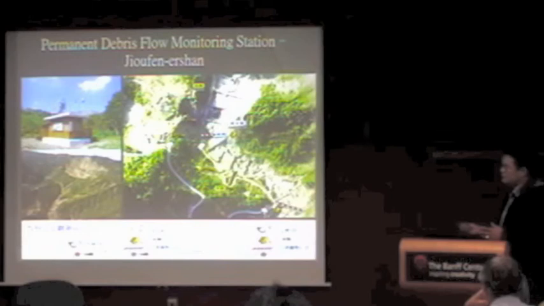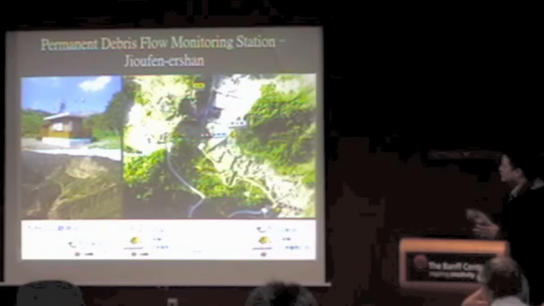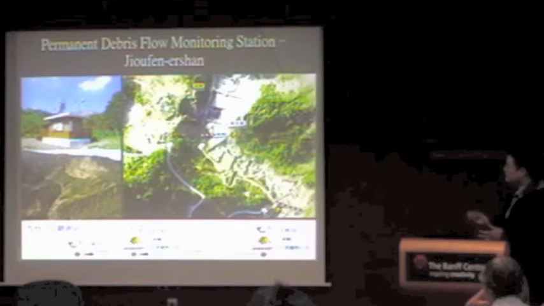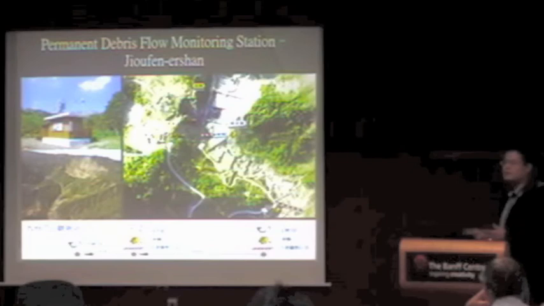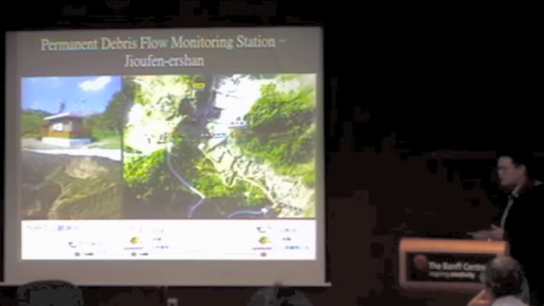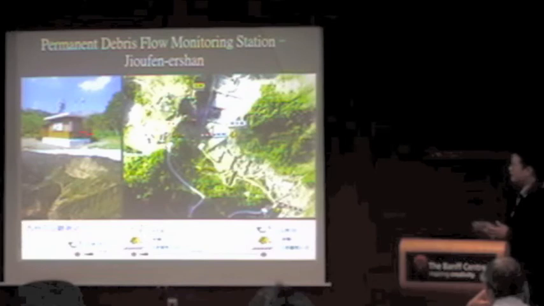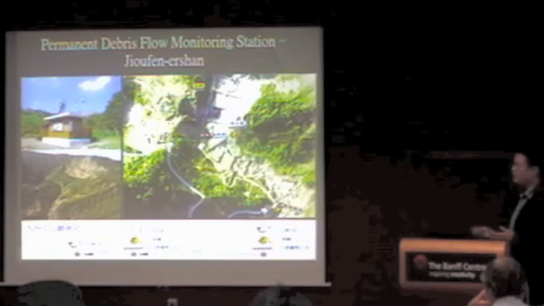So this is a permanent debris flow monitoring station. We set up different kinds of sensors in the upstream, midstream, and downstream. All the sensor data is transmitted to the receiving center, and then we use the C-band satellite to transmit the real-time data to the response center. There is a power generator in the receiving center. We can support at least 3 days of power supply during the typhoon season.